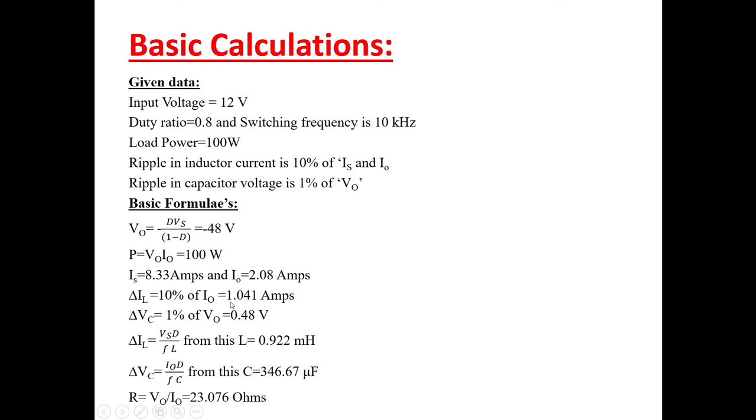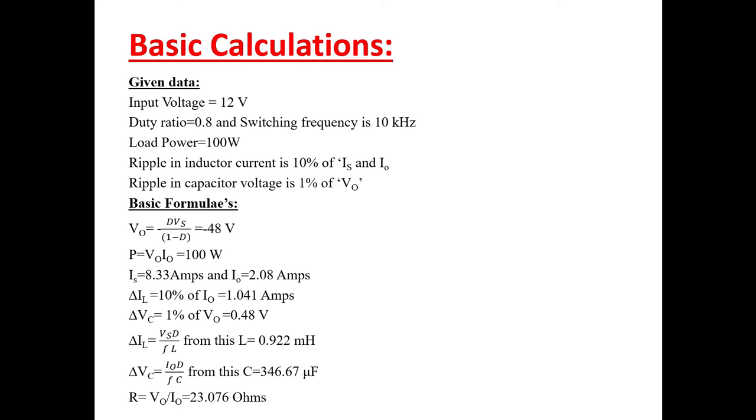So that is coming 1.041 amps. Typing mistake here, please consider. And if you want to calculate ripple in capacitor voltage, that is 1% of V naught, that is 0.48 volts. After calculating delta IL and the delta VC, we can find capacitor value and inductor value, also resistance value. After designing capacitor, inductor and resistance values, we can go for MATLAB simulations.